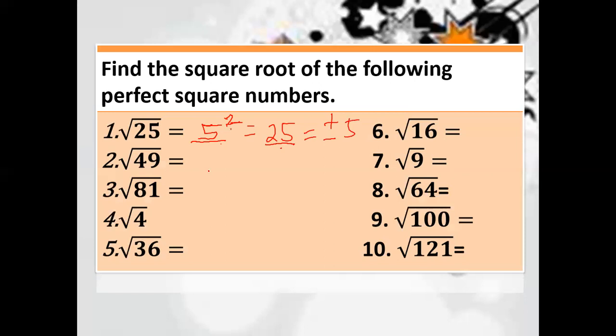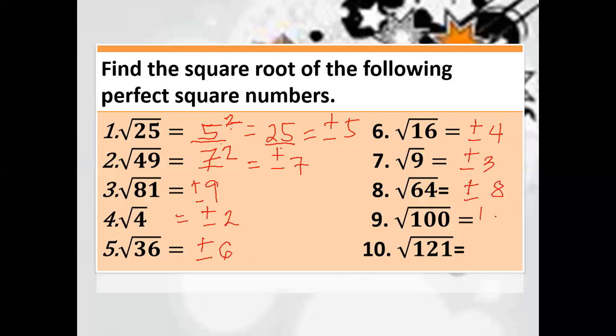For number 2, we have the square root of 49. The same thing that you are going to do. You identify a certain base that when you raise it by 2, it's equal to 49. That will give you 7, because 7 squared is equal to 49. So the roots of the given radical number are positive negative 7. For the square root of 81, it will give you 9, positive negative 9. Square root of 4 is equal to positive negative 2. Square root of 36 is equal to positive negative 6. Square root of 16 is equal to positive negative 4. Square root of 9 is equal to positive negative 3. Square root of 64 is equal to positive negative 8.